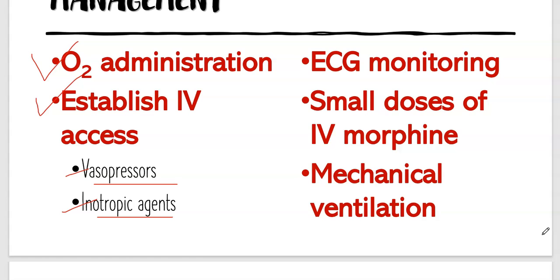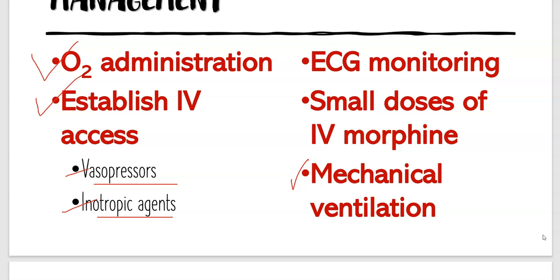Hence, you provide morphine sulfate in small doses so that it has that tranquilizing, sedative effect on your patient. If worst comes to worst, if all of these are not going to be effective, then you are going to prepare for intubation and also mechanical ventilation.